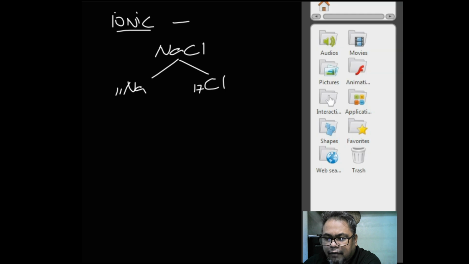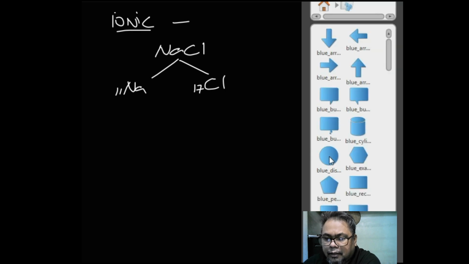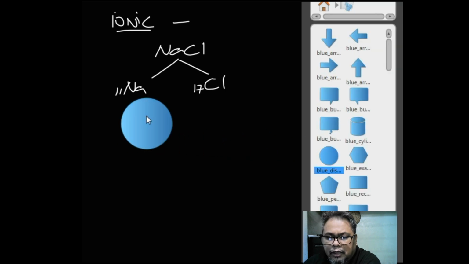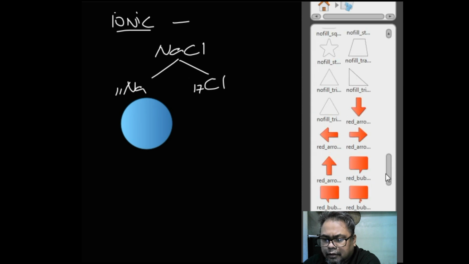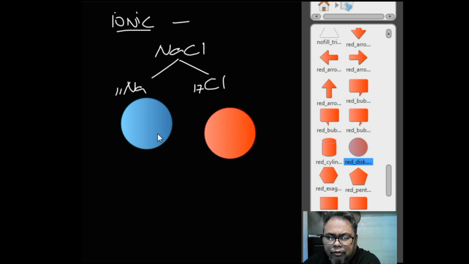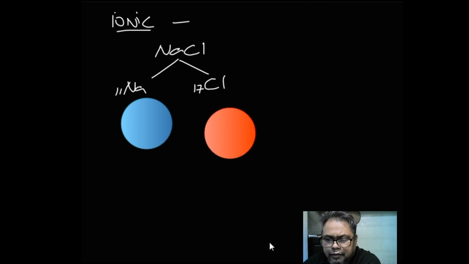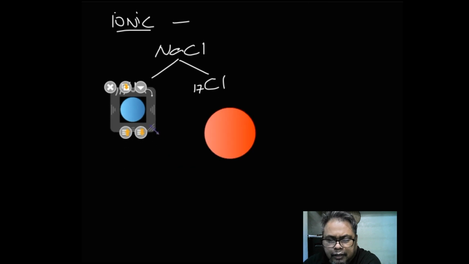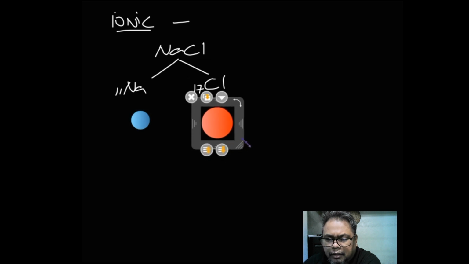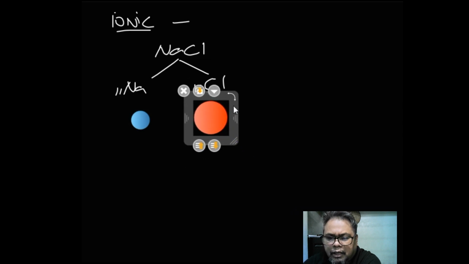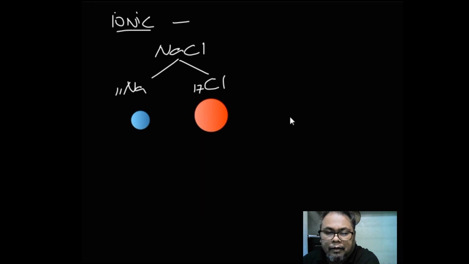Let us represent this by the following. Let's have the blue ball for sodium, and let's have, let's say, red ball for chlorine. Let me just hide this and adjust. Let's adjust it more. Okay. This is our sodium atom, and this is our chlorine atom. Let's make that a little bigger.